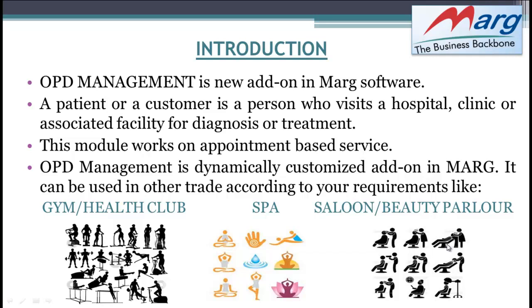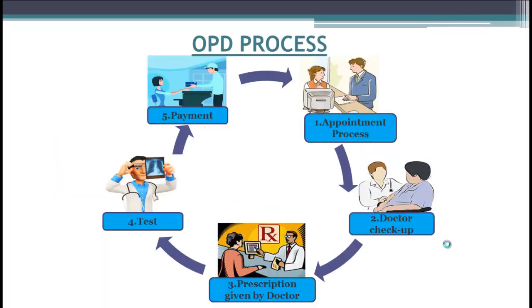Now let's understand OPD management through a diagram. As you can see on the screen, first of all, a patient comes and takes an appointment. After taking an appointment, the patient goes to the doctor for checkup. Then the doctor gives a prescription to the patient, and after taking the prescription, if the doctor prescribes any test, then the patient needs to get it done. And after that, the patient makes payment at reception and leaves OPD.